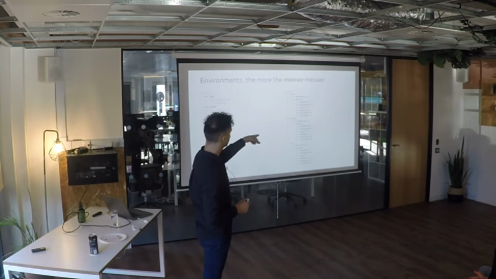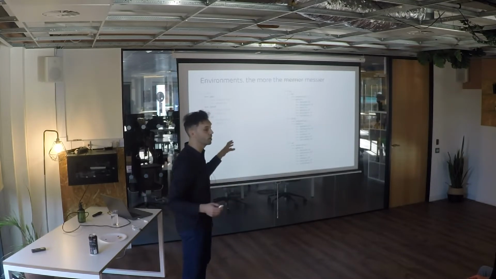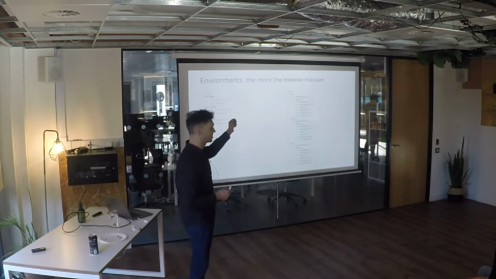So on the right side, if you just look at the website component, you can see that there are a lot of files. So this can grow very rapidly, and it can get very messy very quickly. And there is a lot of repetition in those files.